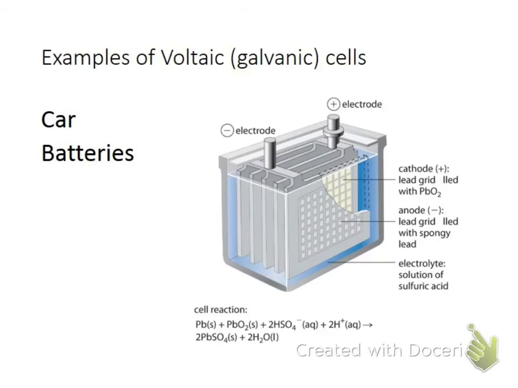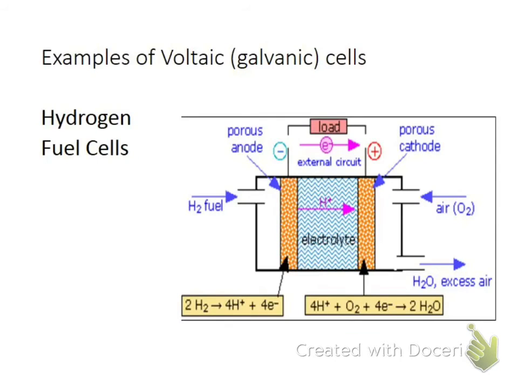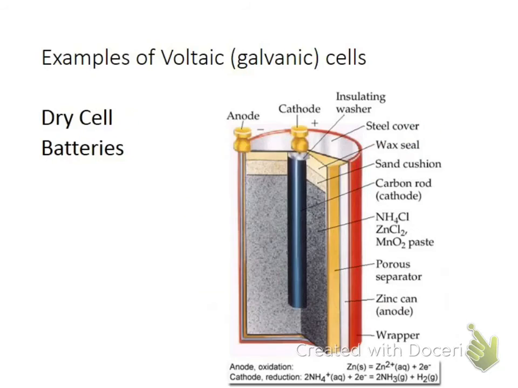Also, hydrogen fuel cells work that way too. You just have a porous anode and a porous cathode. And then dry cell batteries, like your Duracell type batteries, they work that way as well. So they are a galvanic or a voltaic cell. Now, eventually they run out because you run out of reactants, but it'll work until you run out of reactants. Okay?